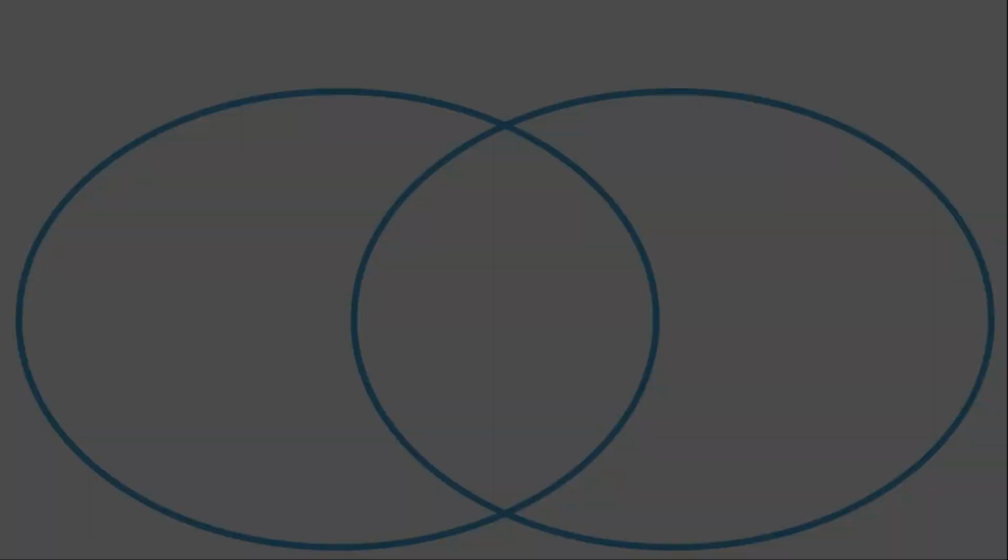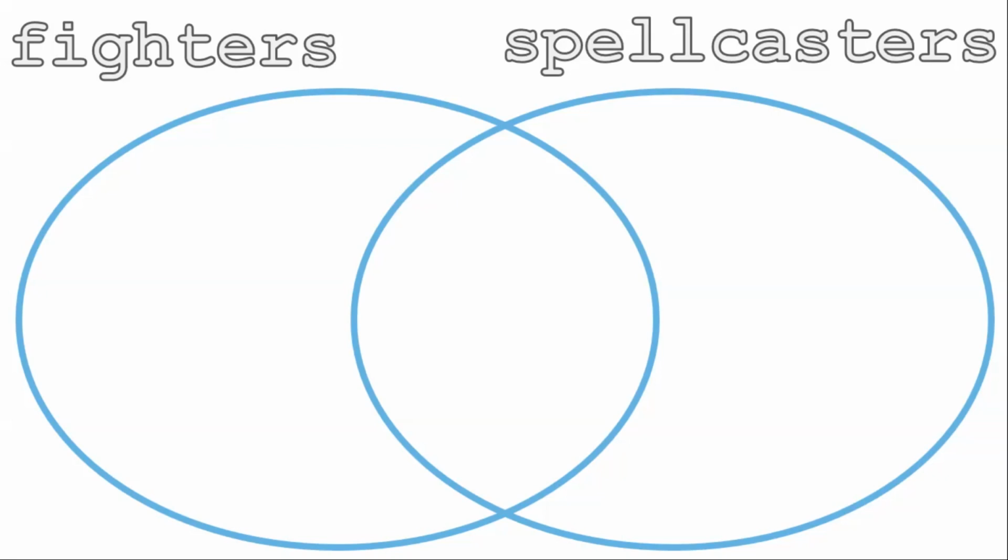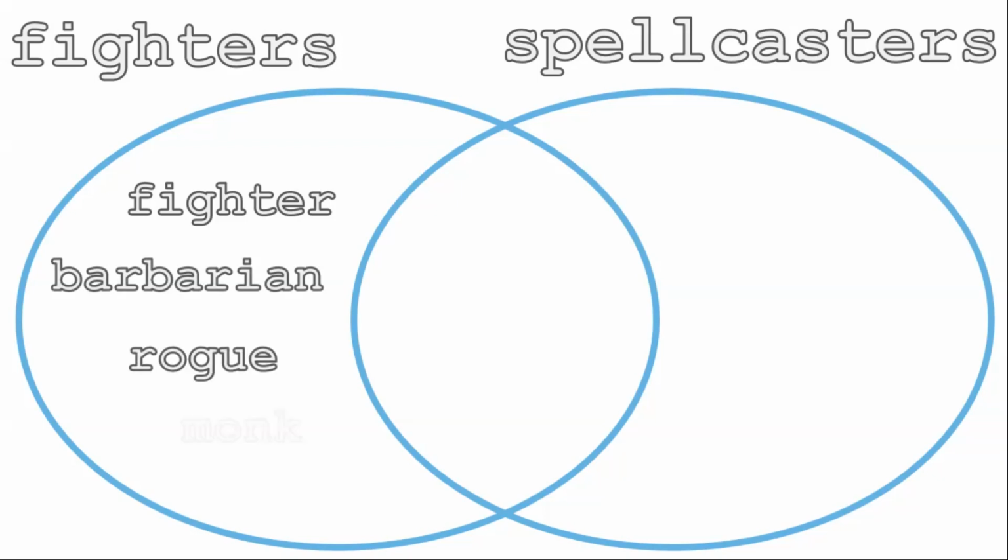Okay, and the second part is class. This is basically your character's specialty within your group. There are only 12 core classes, and personally, so not part of the actual game, but I like to think of them in a Venn diagram. On one side, you have the fighters. On the other side, you have the spellcasters. The fighter side includes things like fighters, barbarians, rogues, and monks.